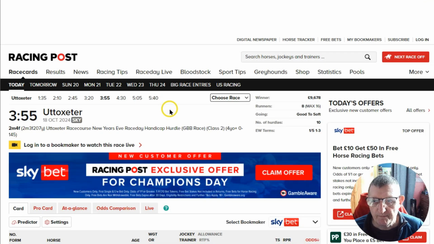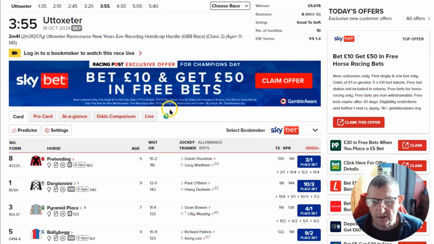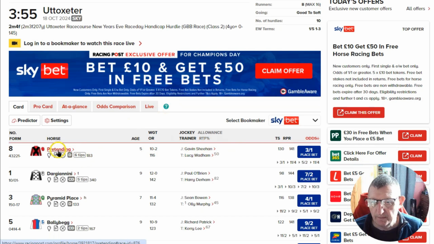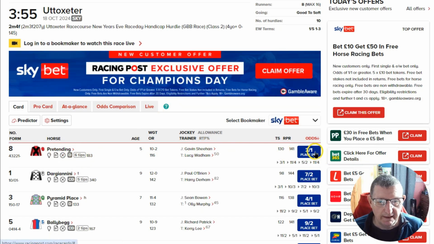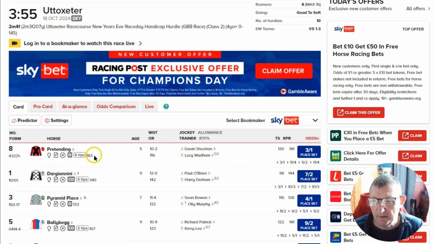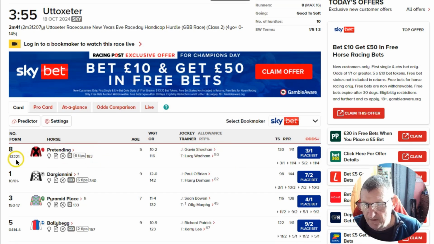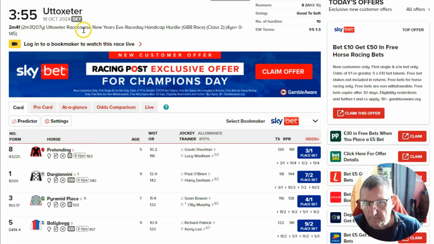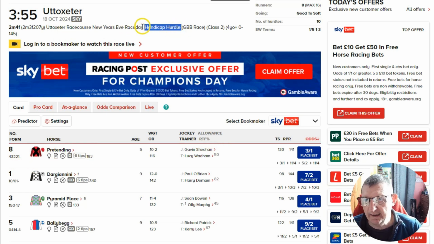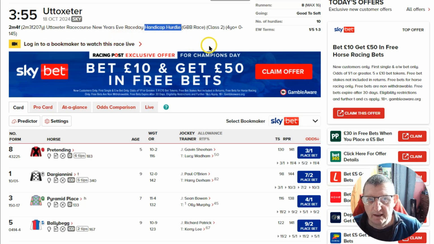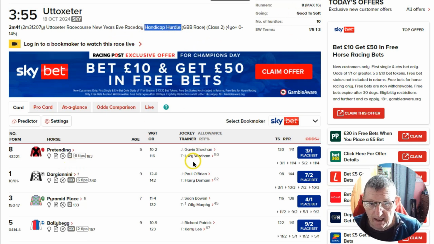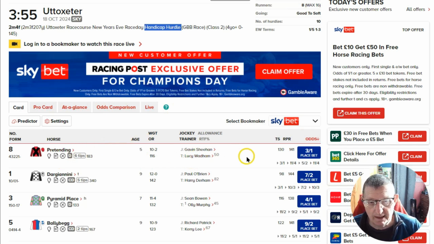We come down, and it's a UK race, we know that, and the favourite is this one here, Pretending. He's favourite at 3-1, with 7-2 just over that. Pretending came first last time out. It's in a handicap hurdle, which is what we want, a hurdle and a handicap. There are 8 runners, and it must be at least 5 runners. Basically that's it, so this would be a selection for us.